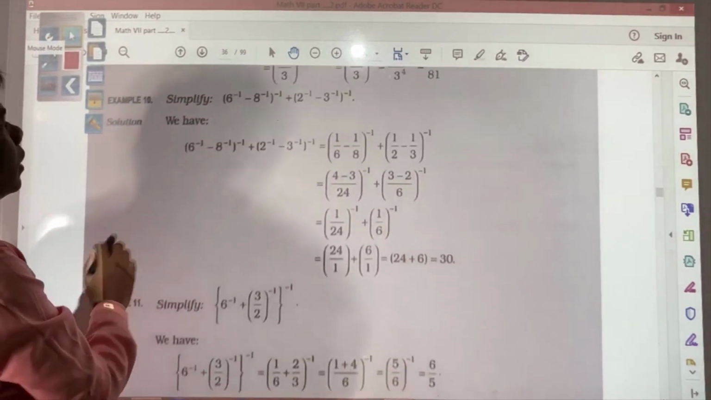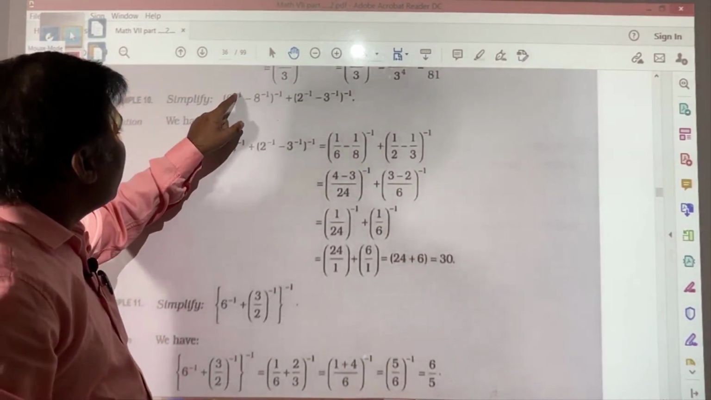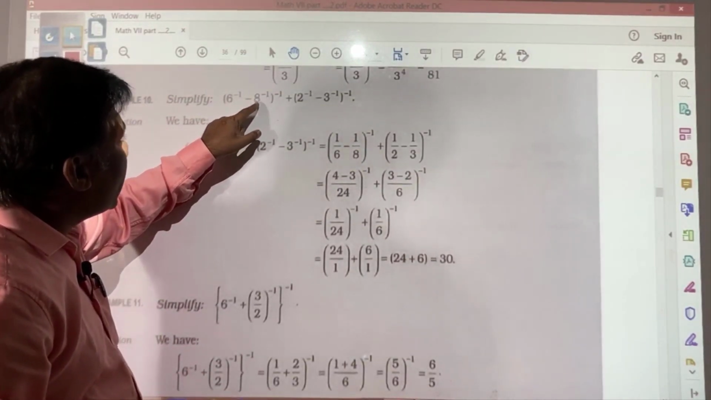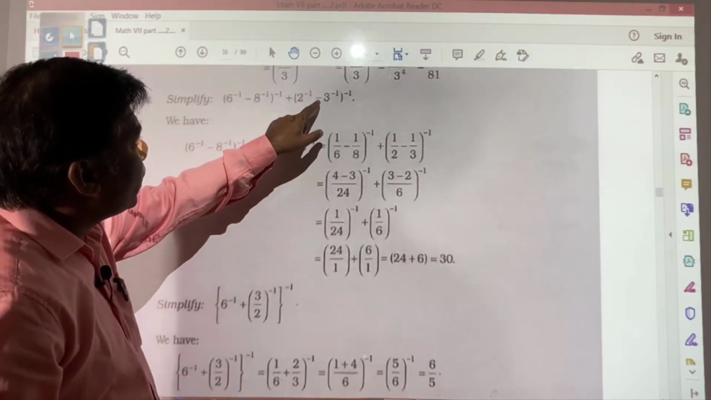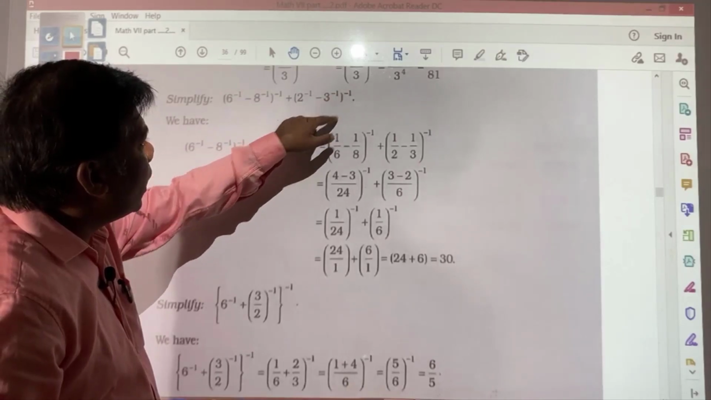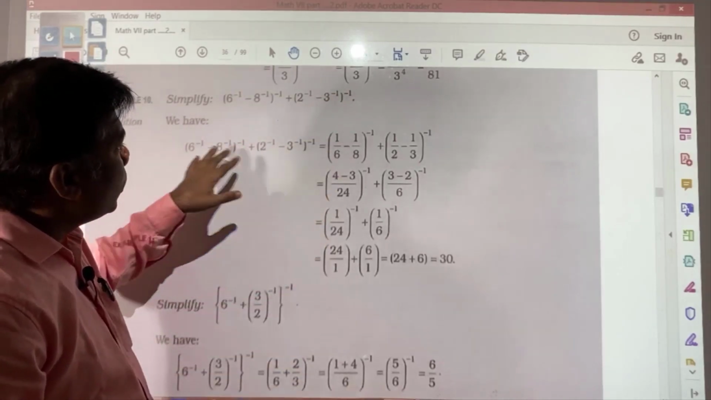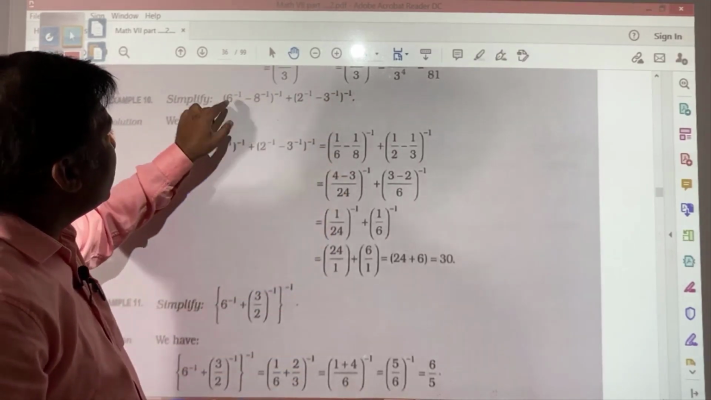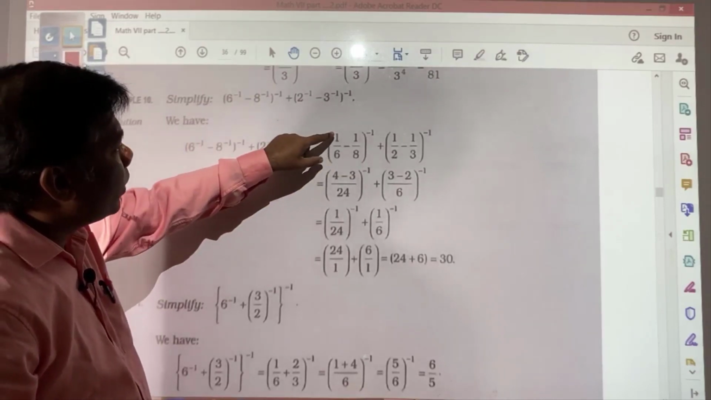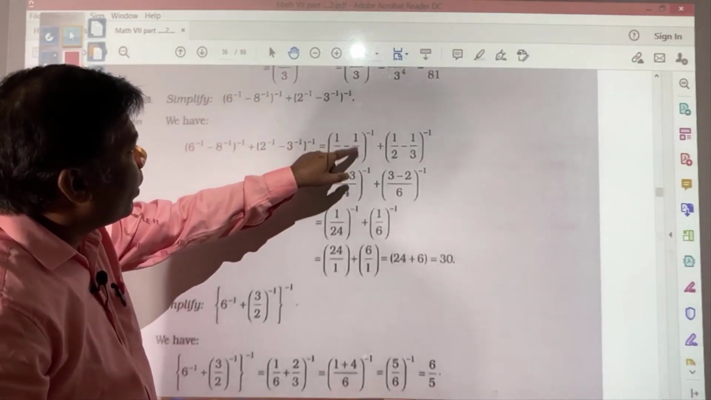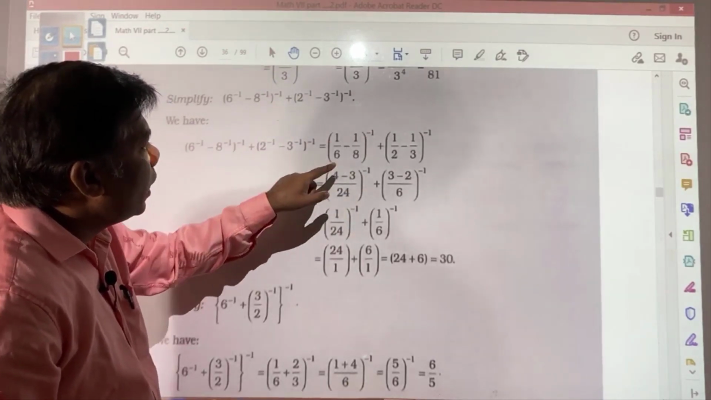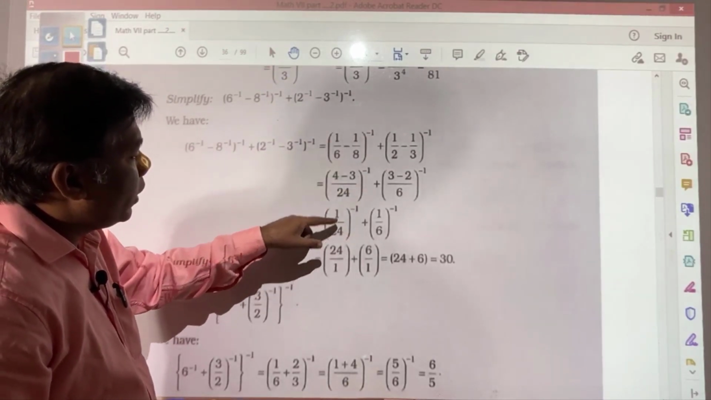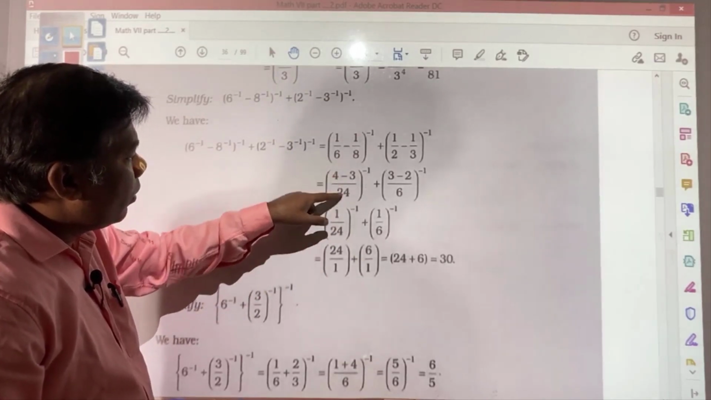Next, you have 6 to the power minus 1 minus 8 inverse and to the power minus 1, divided by 2 to the power minus 1 minus 3 inverse and to the power minus 1. So just to simplify in very simple ways, 6 to the power minus 1 has been written as 1 by 6, 1 by 8, and to the power minus 1. So this you simplify first, and then the inverse of that you need to write down. 1 by 24 you have got.